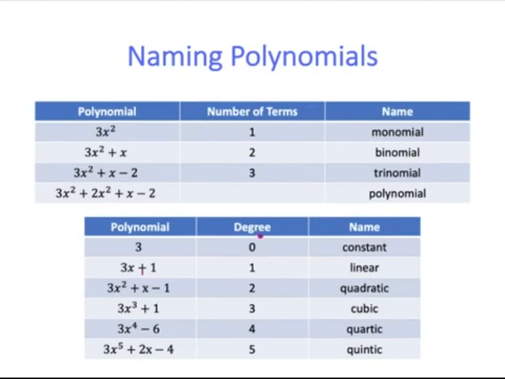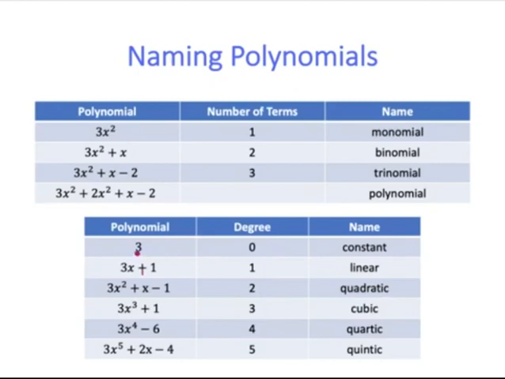Let's look now at the degree of a polynomial. So the degree of a polynomial is going to be the exponent on the leading term, or in other words, it's the highest exponent that you have on the polynomial. Like on this one here, 3x squared plus x minus 1. The highest exponent is 2. So this is a second degree polynomial, which has the name quadratic. So it's a quadratic polynomial.